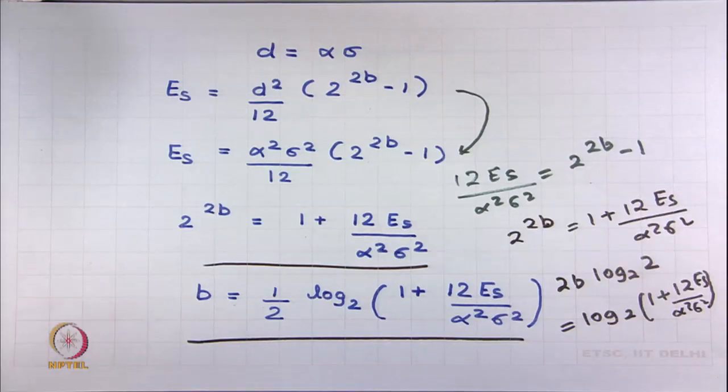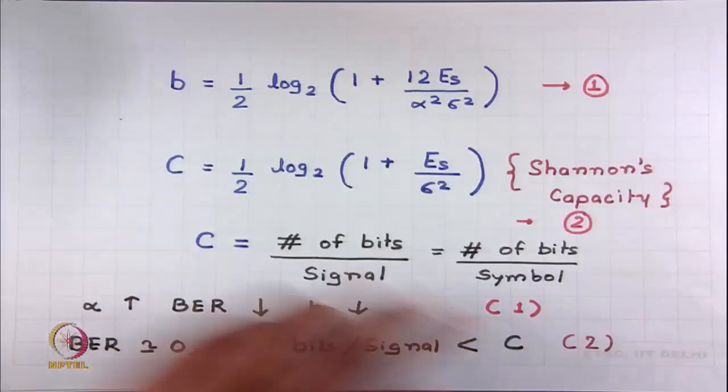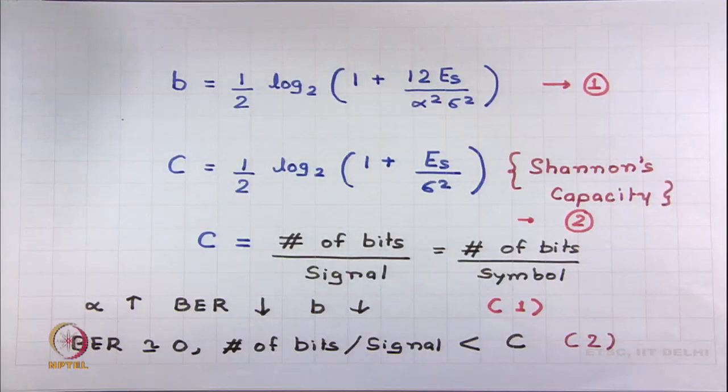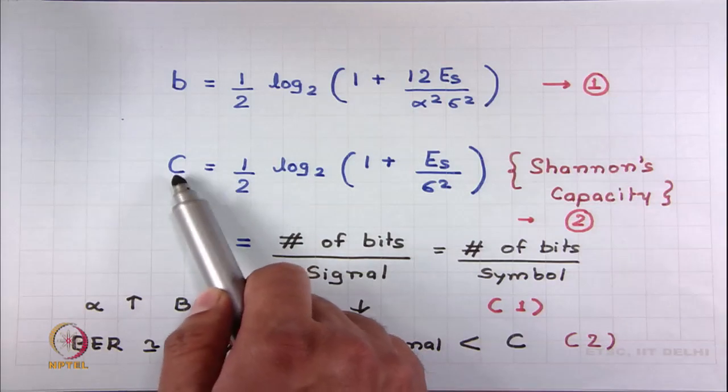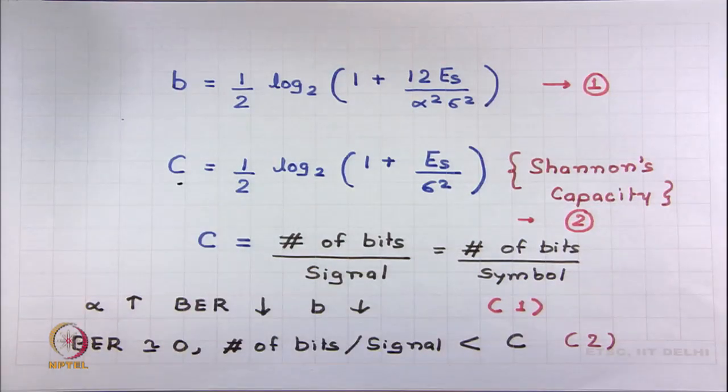And this is a very interesting expression, the one that we have derived here, because it looks exactly like Shannon's capacity formula with some minor difference. The form is similar. In Shannon's capacity formula, the C is the number of bits that you can have per symbol or signal, and here also B is the number of bits per symbol. There are minor differences in the interpretation of these two formulas.